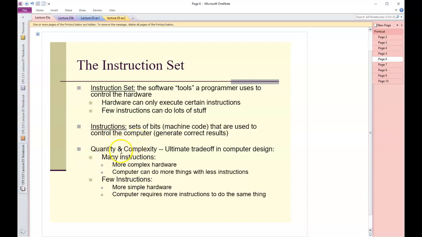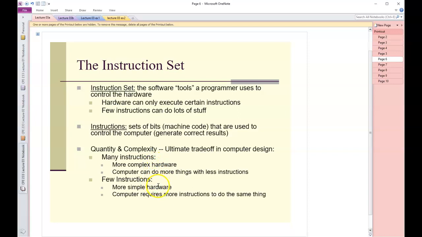So we'll comment about complexity and quantity of instructions here. It's always the ultimate trade-off in computer design. If you have many instructions, that seems good because your instruction can do just about anything, but that complicates your hardware. Your computer will be able to do a lot more stuff with a lot fewer instructions, but the hardware will be more complex, eat more power, and that type of thing.